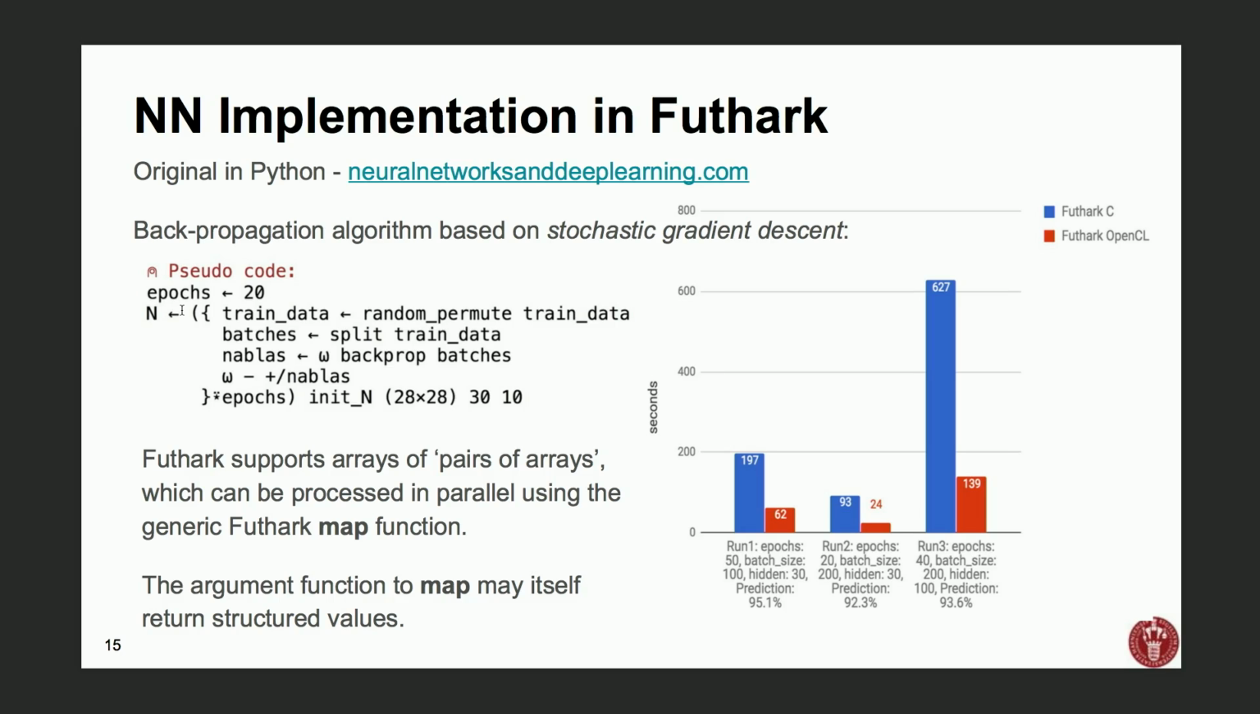And that can in principle be done in parallel, and this is what the Futhark implementation does. It will result in a number of nablas, or suggested changes to the network that will allow it to learn better the next time around. This is what is called stochastic gradient descent, since we are randomly permuting the training data, then taking a subset of those and updating the network.